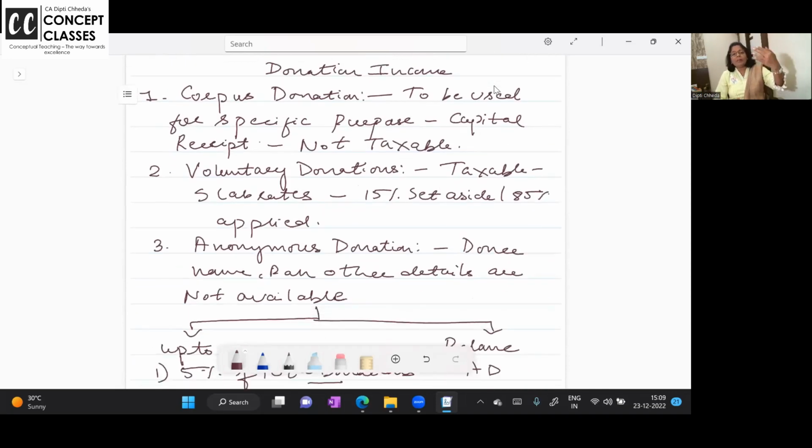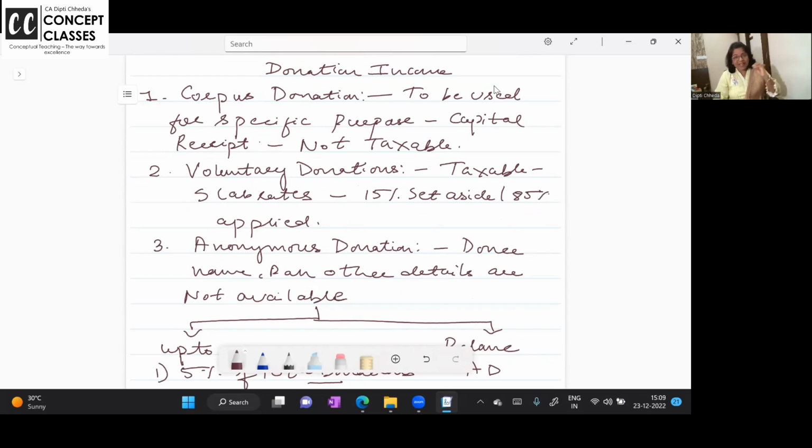You know, when we apply the income, can we give voluntary donations to another trust? Yes. Is it allowed? Yes. But if you donate to another trust in the form of corpus donations, it is not allowed. And what you receive as corpus donations is your capital receipt, not your income. Now, voluntary donations, whatever you receive, are taxable at normal rates, 15 and 85.